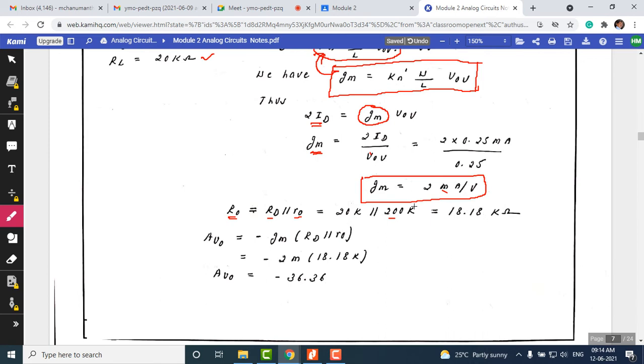You can also observe in this problem that r naught is very large, which is 200 k, and RD is very small. When we have a parallel combination like this, the net resistance is almost equal to the 20 k resistance. That's why we ignore it in our analysis. You may ask why we ignore this r naught: because it is a very large value in a parallel combination. We can easily arrive at the answer even if we ignore it, since the value of the combination is almost equal to RD.